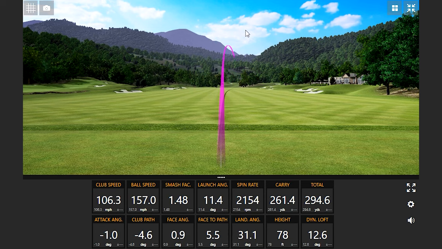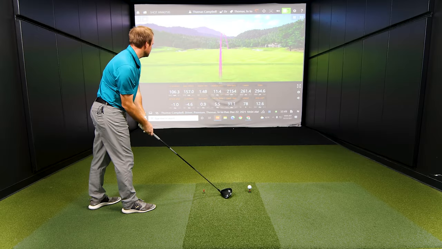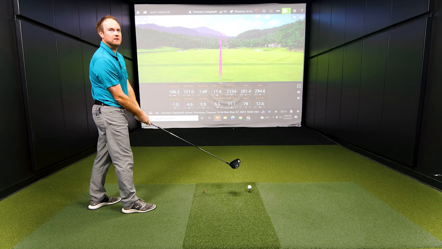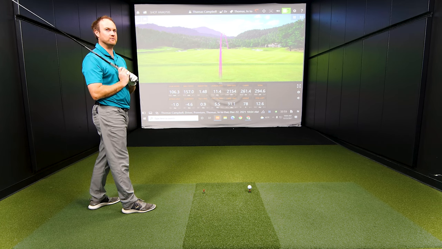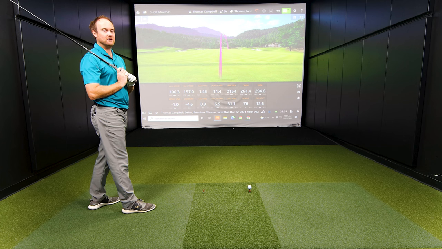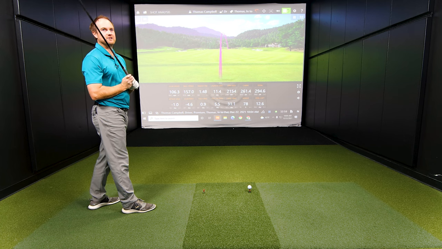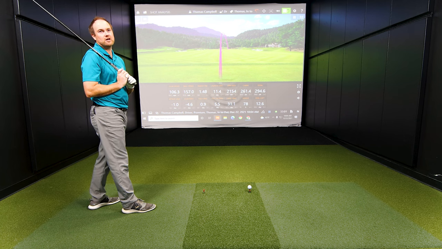There we go, I hit down on it. -1. We lost a lot on that carry distance. Huge. It's interesting what happened to my launch angle. I'm using the same loft on my driver, and this is what's really important when we're fitting people with attack angle. We can fit people based on their attack angle and tell them how much loft they need on the driver.